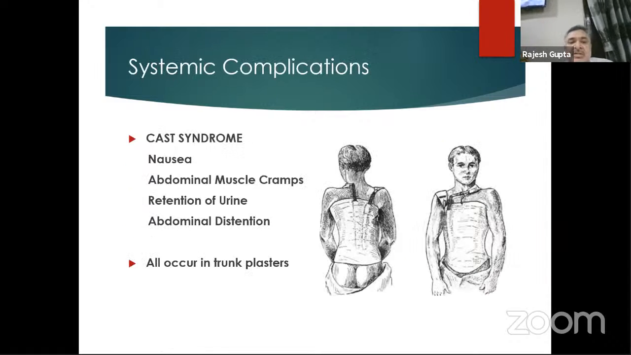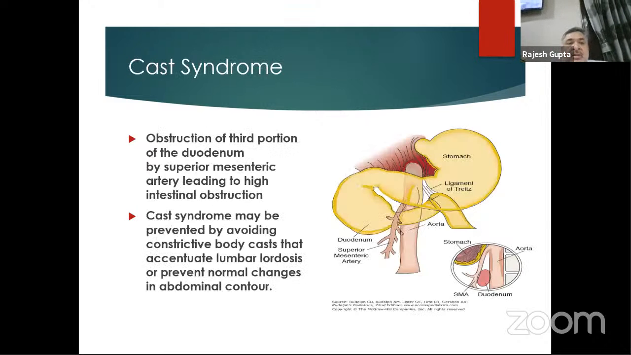Now, this is the cast syndrome. It occurs in all trunk plasters, and patient may have nausea, abdominal muscle cramps, retention of urine, and abdominal distension. Now, why does it occur? There is an obstruction of the third portion of the duodenum by the superior mesenteric artery, leading to high intestinal obstruction. So this is the cause for cast syndrome.